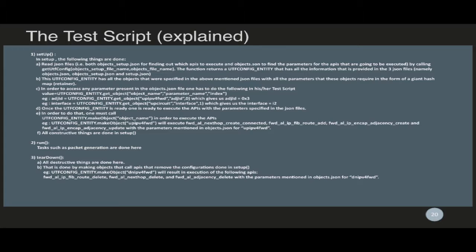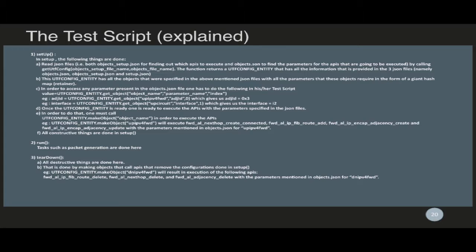But what I'm trying to say here is about this get UTF config function. What it does is, with the files that you used, objects.json and object setup.json, the objects setup.json had the APIs that were required. Now these APIs require parameters which are specified in objects.json. So when these two files are read, the combination of APIs and the parameters that they require is done here itself. So when this function returns, you have your function calls or the API calls ready with the parameters that these API calls require.